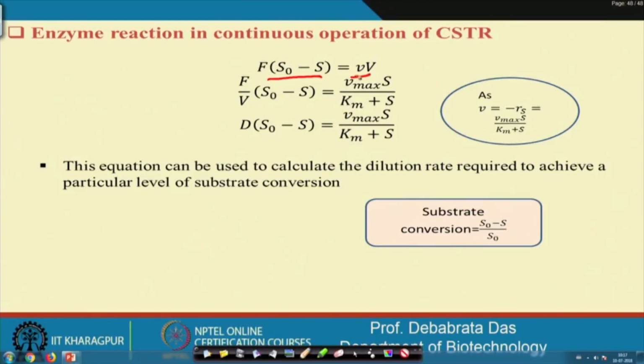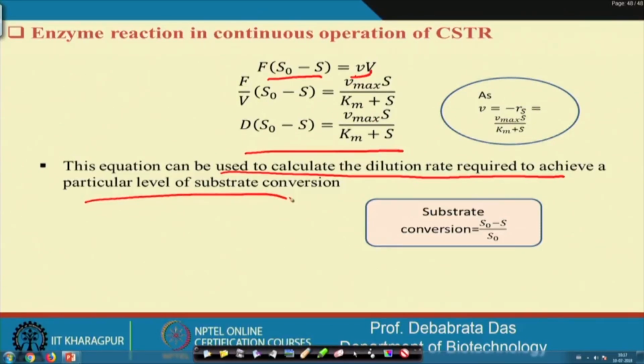F is the flow rate and capital V is the volume of the reactor, and the final equation will be D into S0 minus S equals Vmax S by Km plus S. And this equation can be used to calculate the dilution rate required to achieve a particular level of substrate conversion. Suppose we want to achieve 50% substrate conversion, 80% substrate conversion, we can use this equation to see how we can achieve that particular conversion and how much time is required; that also we can calculate from that.